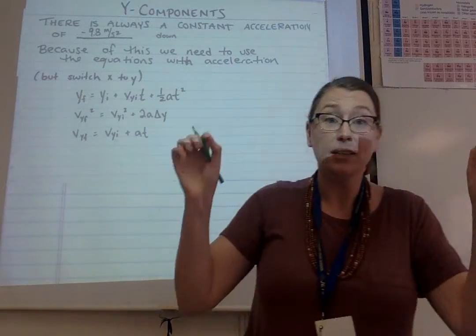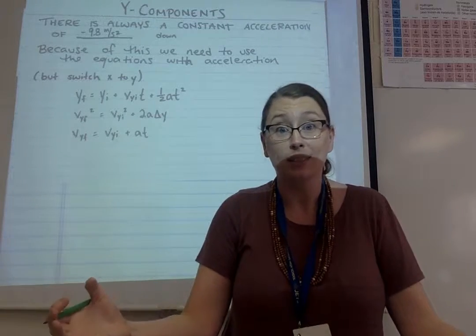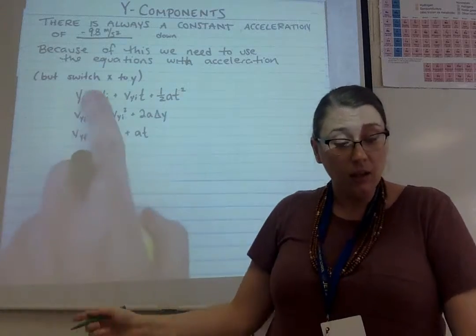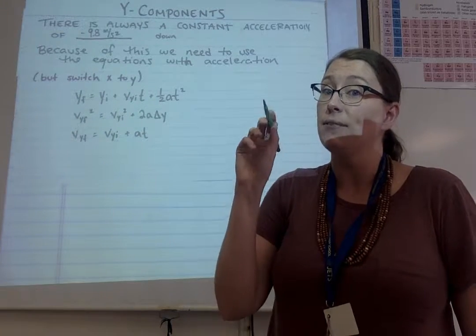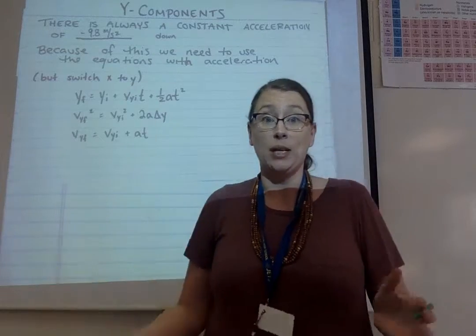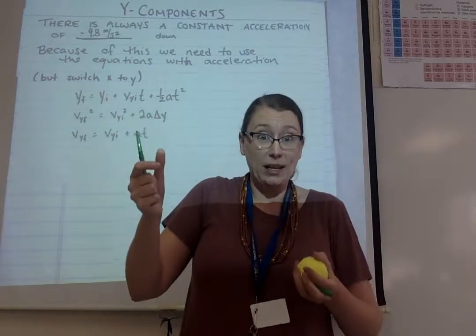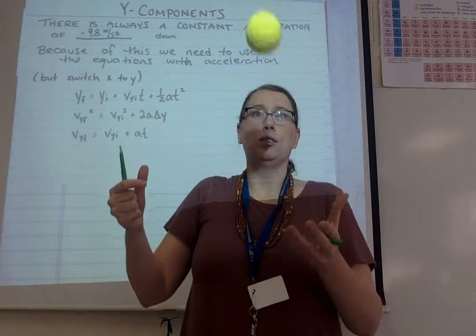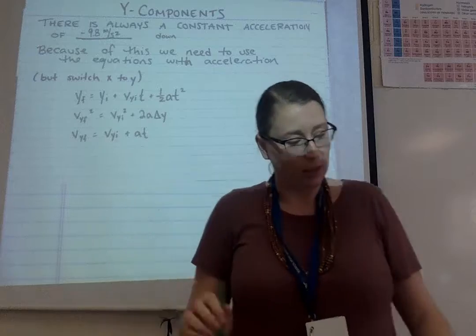All right, because of this, we need to use the equations which have acceleration in them. But be careful, first of all, switch x to y and put a little subscript on my v so I know the difference between how it's moving this way versus how it's moving up and then down. So the y velocity is going to change. I'm jumping ahead of myself. I do that. All right, moving on.